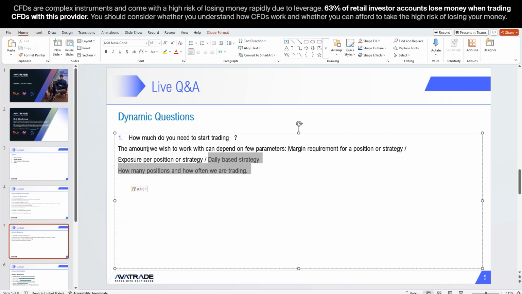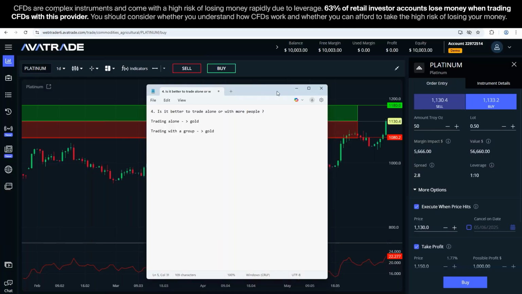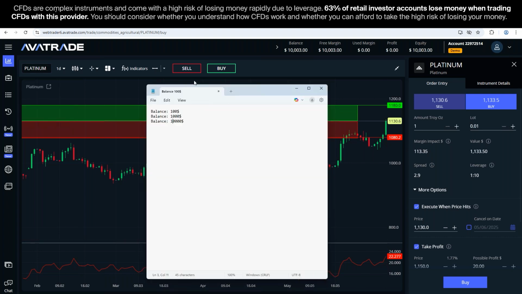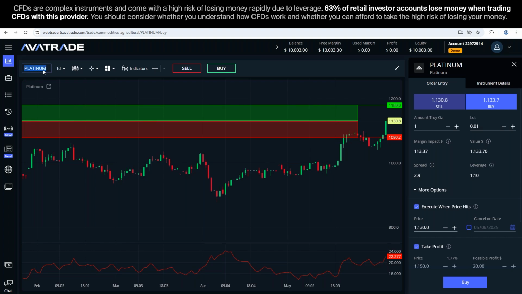You can begin with a small amount and go for higher exposure, and you will be limited with the instruments that you can trade. So for instance, we're going to use a balance of 100, a balance of 1,000, and a balance of 10,000 to make this comparison. And as we saw, unfortunately, with platinum, even with 0.01, we can't open the position here. But what if we had crude oil as an example?